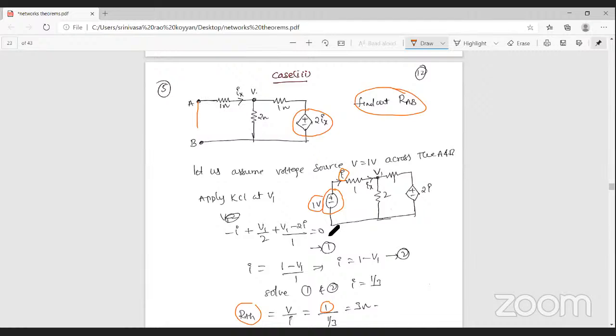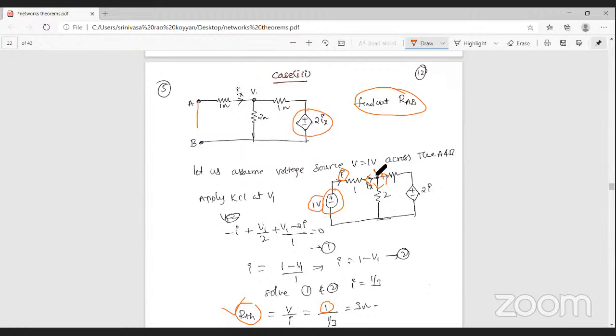A and B. So at A and B, I have taken 1 volt. If we find the current at this 1 volt source, we get the Thevenin's resistance. To find this current, let's assume the voltage at this node is V1. To apply KCL at this node, let us assume all currents are leaving this node.